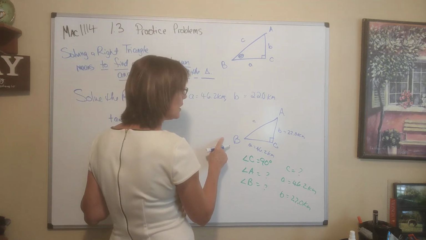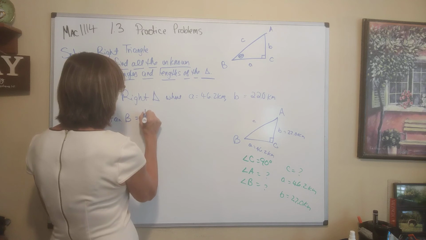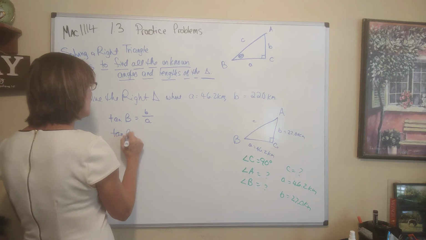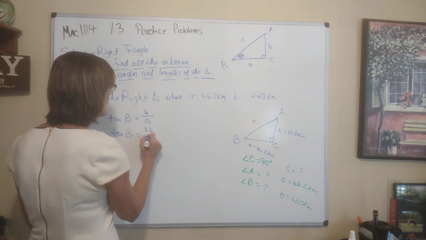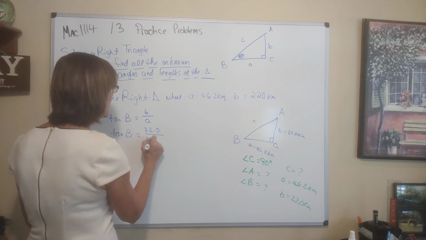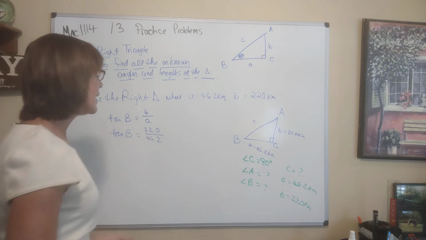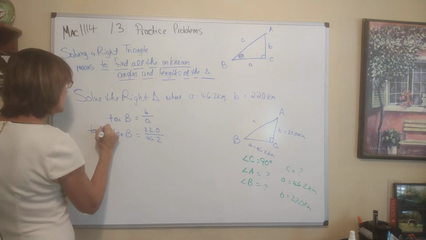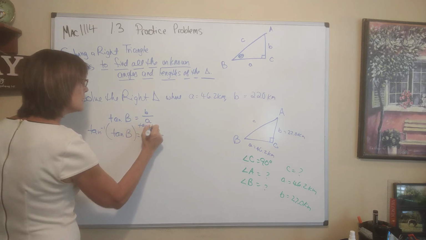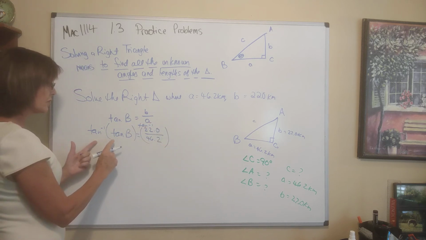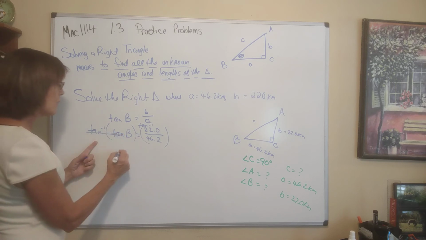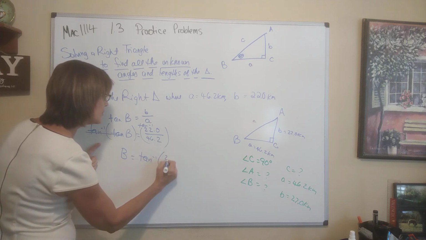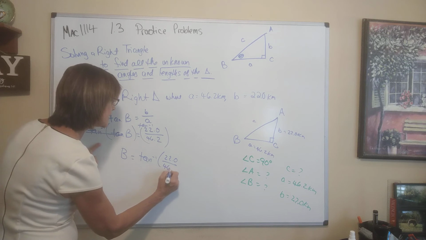So the tangent of B is opposite over adjacent. And we know what this is. The tangent of B is the ratio of 22.0 divided by 46.2. How can we get B? This is where we use our inverse button. We take the tangent inverse of both sides. When you take a function and its inverse, they undo each other. And what we're left with is angle B is equal to the tangent inverse of 22.0 over 46.2.